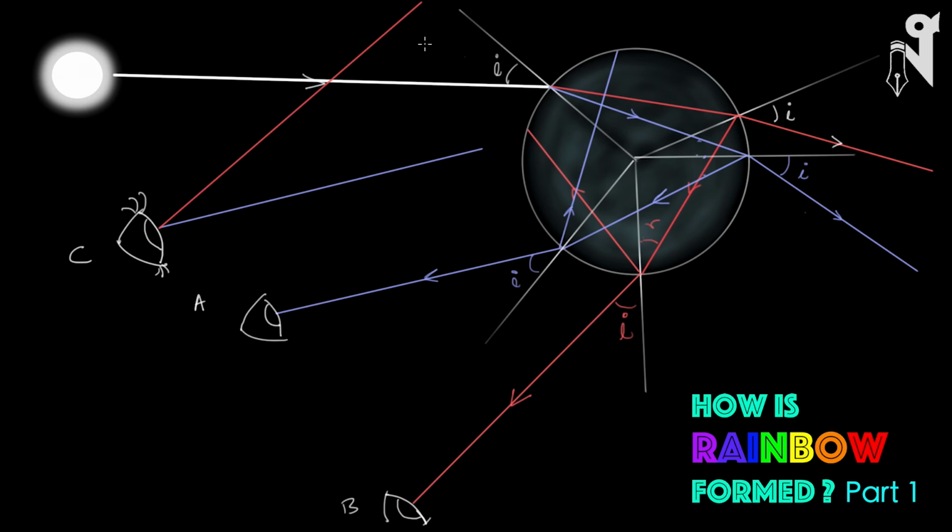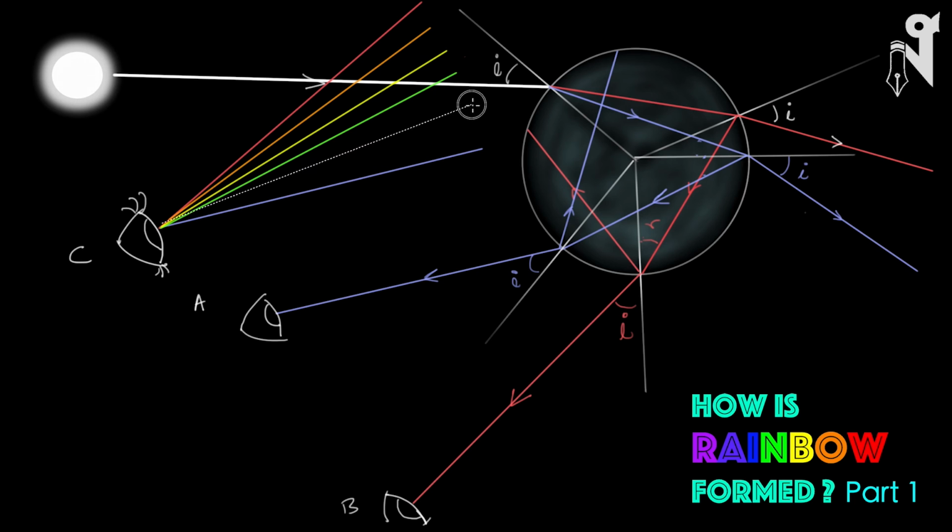So that red light is going to come from some other drop. This violet light is going to come from some other drop. There would be a green light which would be coming to her from some other drop. And we can use similar logic and similar calculation to get that angle also, which would lie between 40 and 42, 40.5 and 42.5. So that's a green one. You'll have yellow. You'll have all colors coming at various angles. So she just has to look up in the right direction at the right angle to see a rainbow.